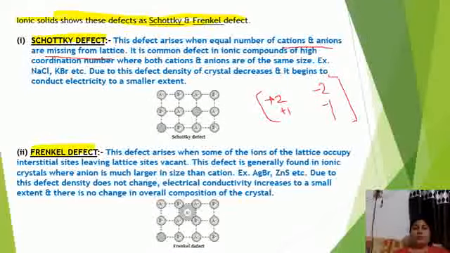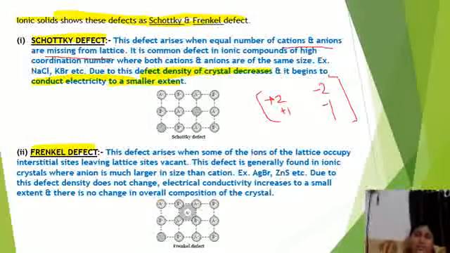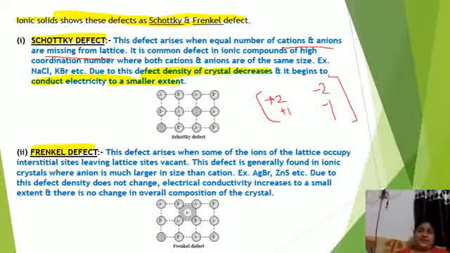So what will happen when the cations and anions are missing from lattice sites? The electrical neutrality will be maintained, but it results in the decrement of density. Since the charge is missing, it is able to conduct electricity also, but only to a small extent.